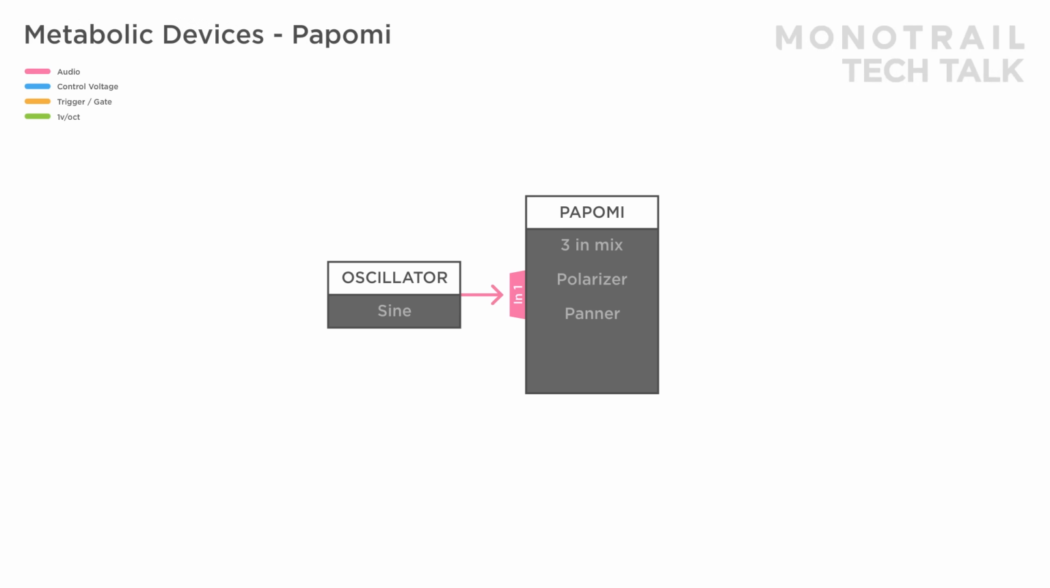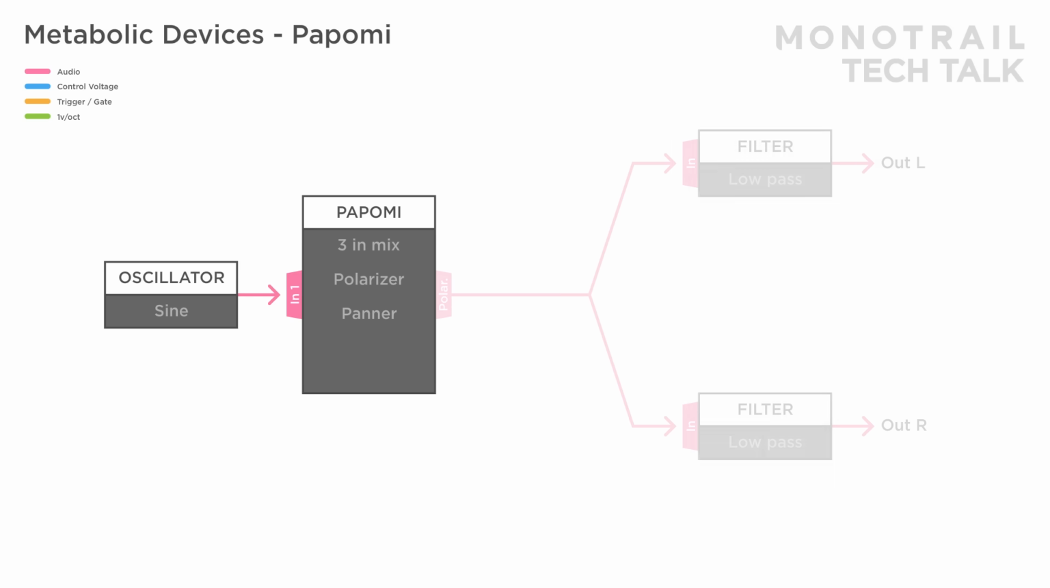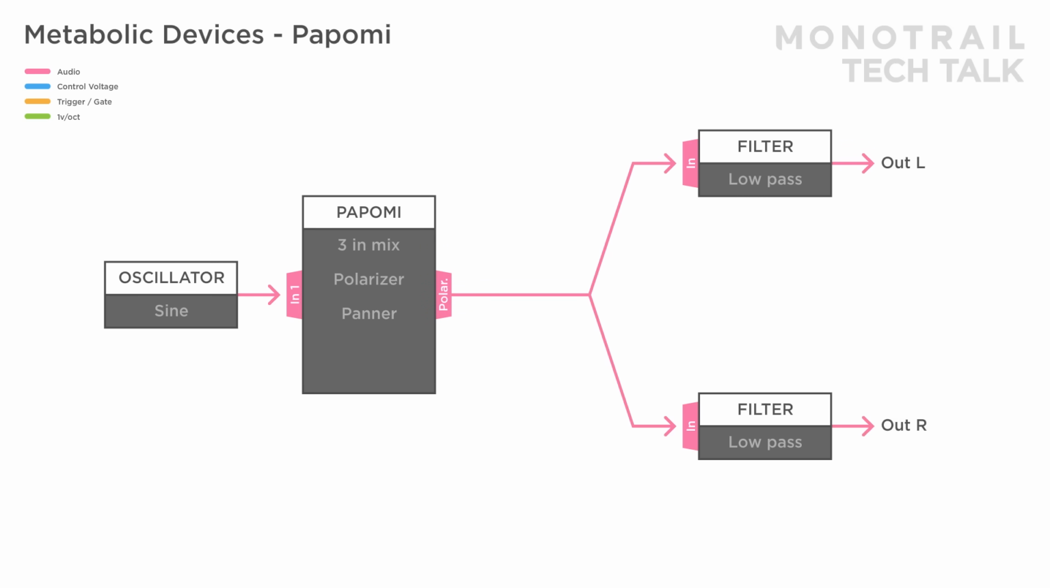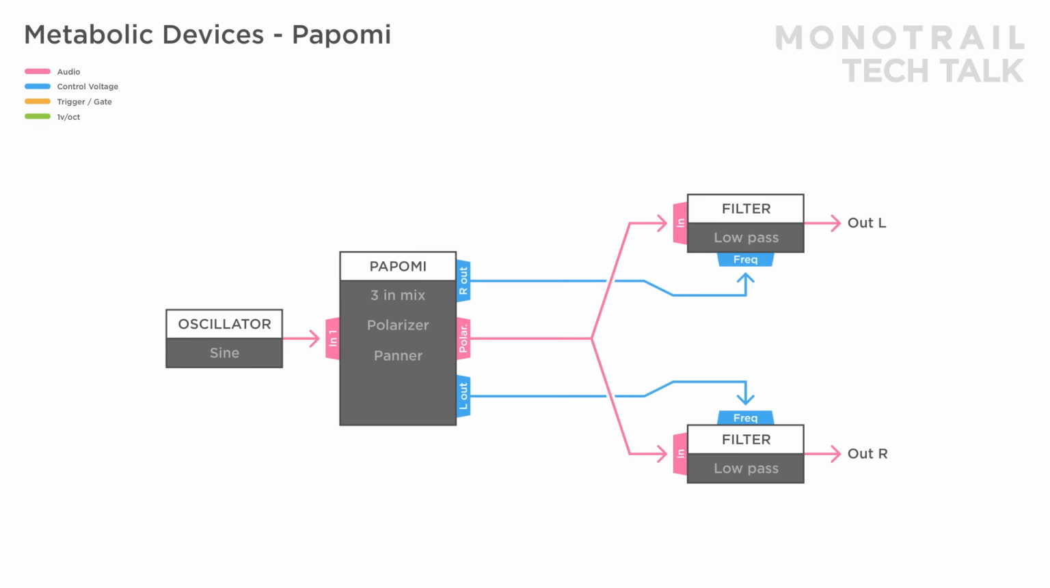Here, a single sine wave oscillator is sent to the unity input of Papomi's mixer section. The polarizer output is sent to 2 low-pass filters, panned hard left and right to create a stereo signal. The left and right pan outputs of Papomi are used to modulate the left and right filters. A second sine wave oscillator is used to modulate the polarizer and panner section of Papomi.